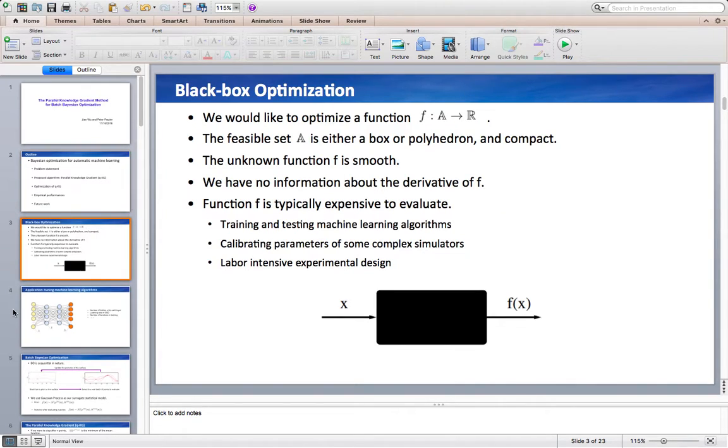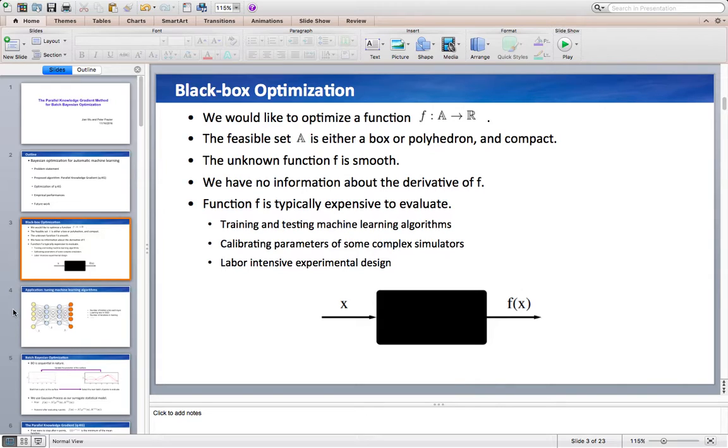future work. So the problem we care about belongs broadly to the black box optimization problem. Basically, we would like to optimize a function, and the feasible set of this function is regular, so it's either a box or a polyhedron, and it's compact.